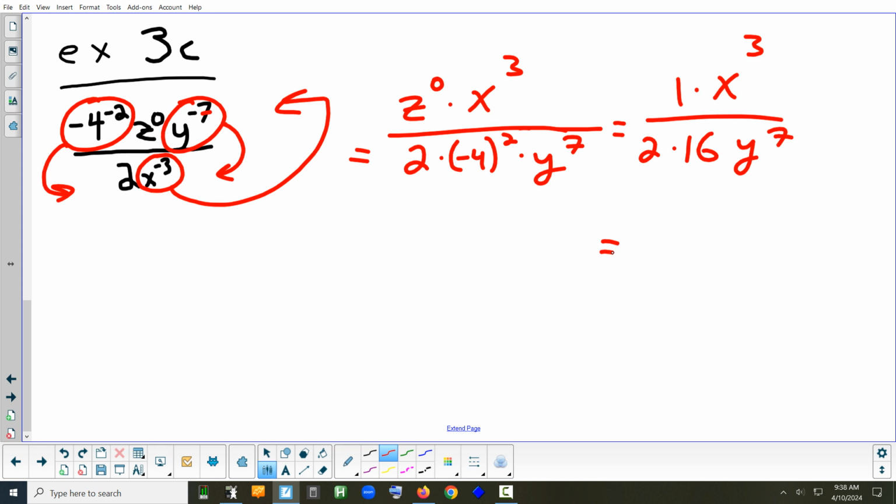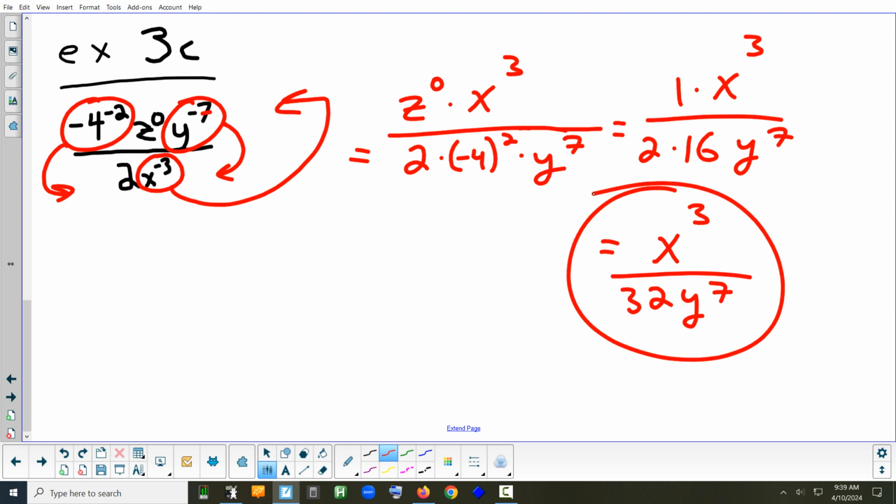Okay, what's going to be in the top for my final answer? 1 times x to the power of 3. So 1x to the power of 3, so we could just put x to the power of 3. And what's going to be left in the bottom? It's going to be a number and then y to the 7. It's going to be 32 and then y to the power of 7. Yep, perfect. And that's the final answer.